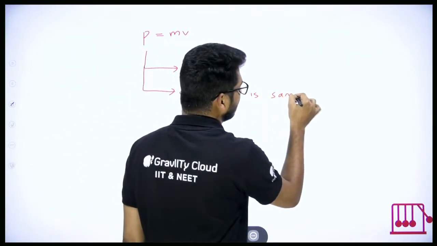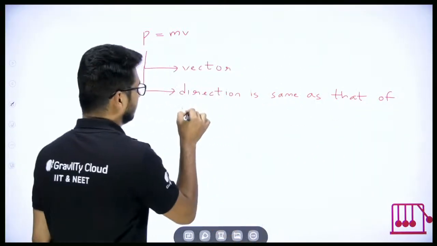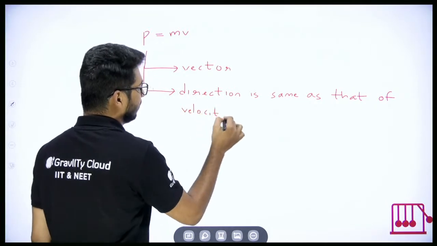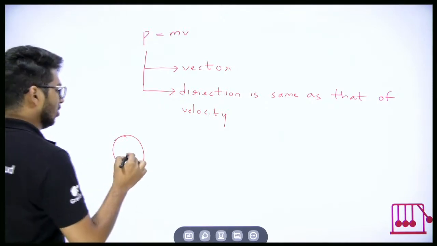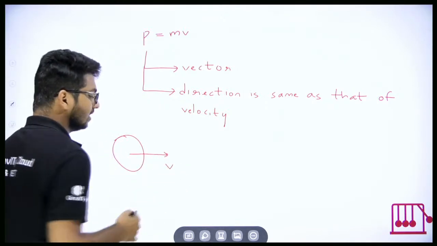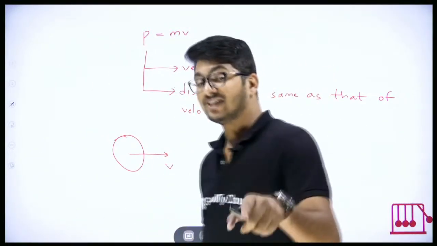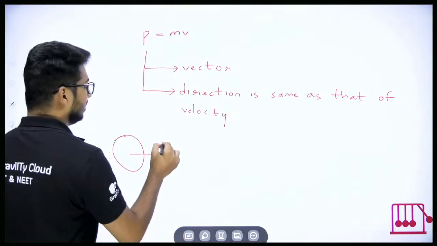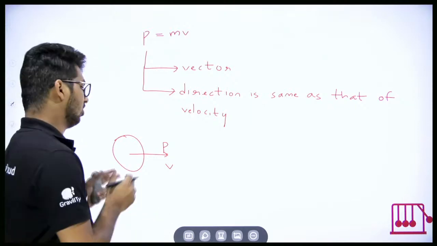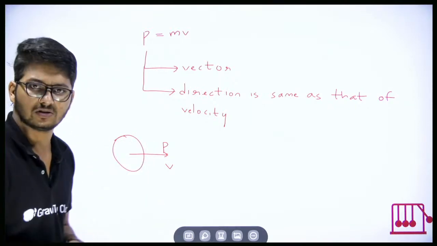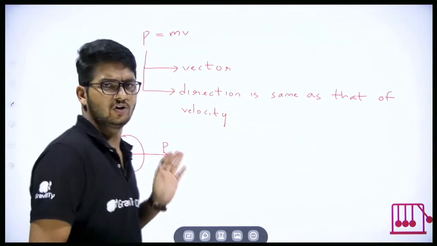Is same as that of velocity. Now what does this mean? I'll take an example. Let's say that we have a body, any object. We have an object that is traveling towards right, and let's say the velocity will be towards right. So if the velocity is towards right, in which direction will the momentum be? Momentum will also be towards right. So an object traveling towards right, velocity is towards right, and momentum is also towards right. That's what I mean when I say direction is same as that of velocity.